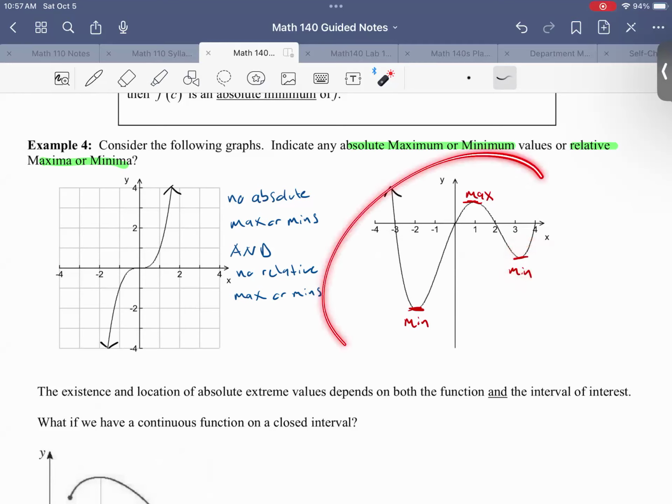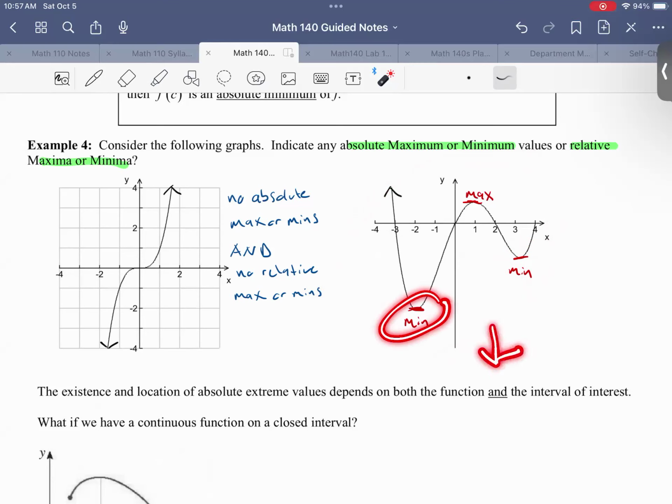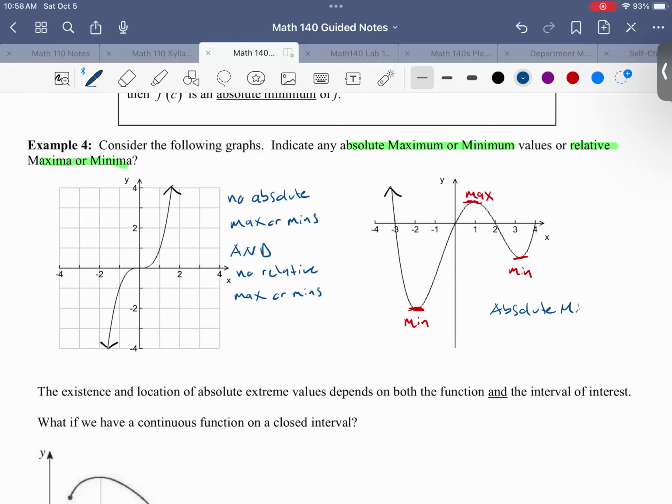But if I look at this graph altogether, this min right here at -2 is the smallest this graph is going to be. It's never going below this coordinate point right here at x equals -2. We don't really know what the y values are, but we do know at x equals -2, that is the absolute min because nothing is going below it. So what I would say here is absolute min at x equals -2. I don't know the y coordinate, we don't have it, but that is the min.